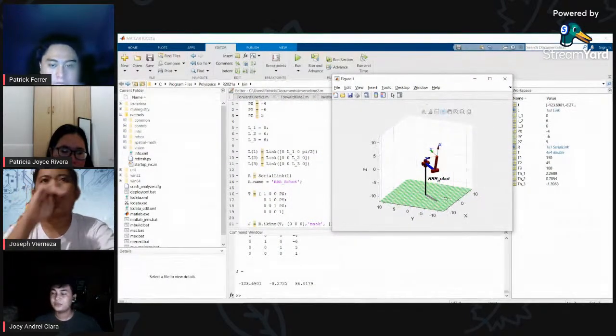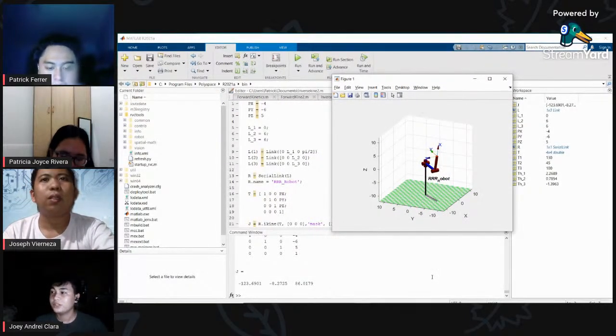The value of theta 1 in the simulation is negative 123.6901. The value of theta 2 is negative 8.2725. Lastly, the theta 3 is 86.0179. In comparison, the answer is the same. Therefore, the answer is correct.